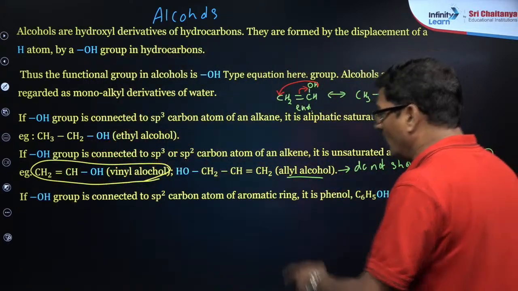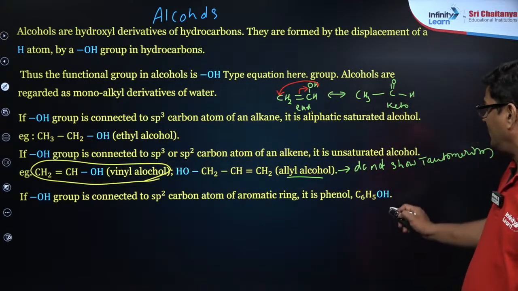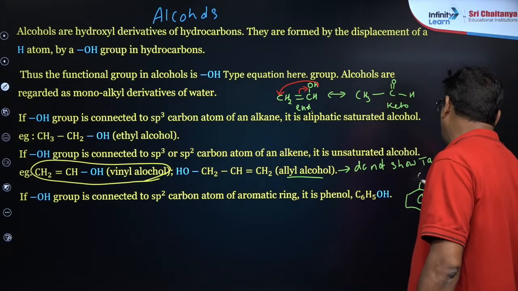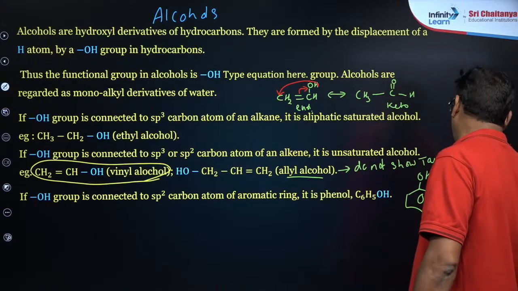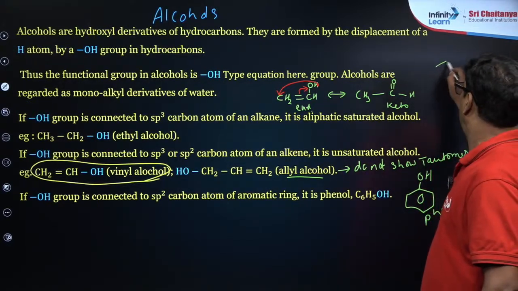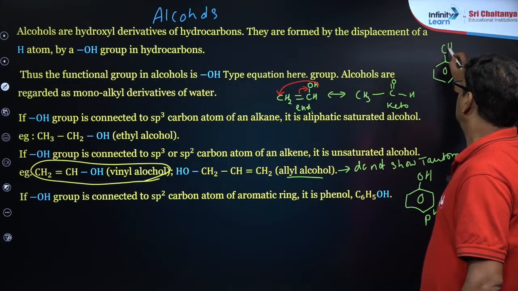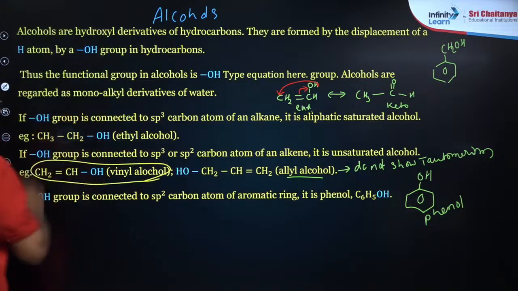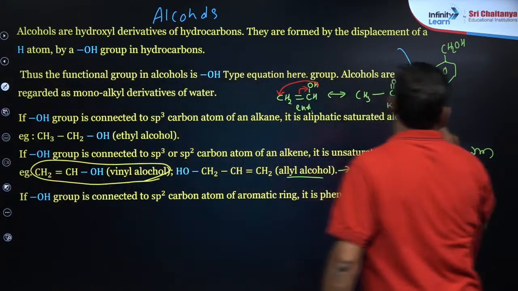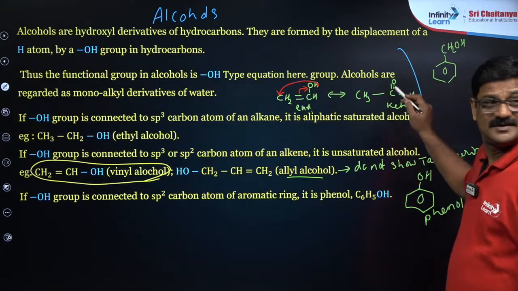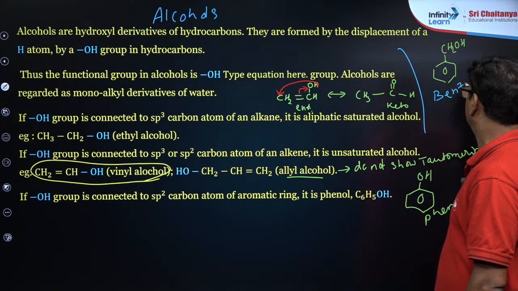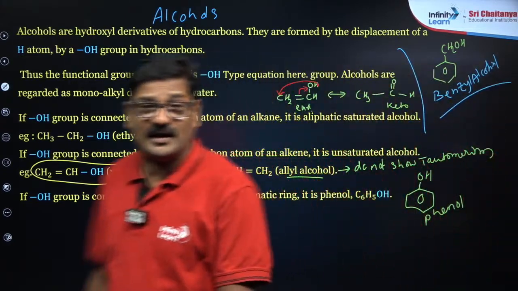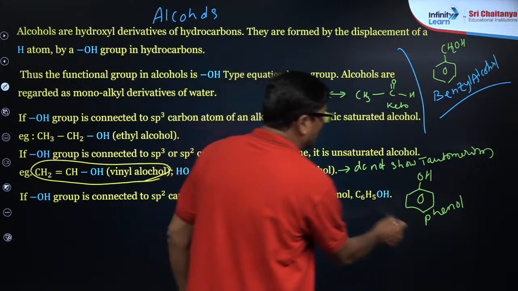Kushalava, let's go. If the OH group is connected to an sp2 carbon of the aromatic ring, that is C6H5OH, you can say it is a phenol. This is your phenol. Now tell me once, what is this? C6H5CH2OH: is it an aromatic alcohol or an aliphatic alcohol? What is its name, children? Its name is benzyl alcohol. So benzyl alcohol is not an aromatic alcohol; this one, phenol, is the aromatic alcohol.